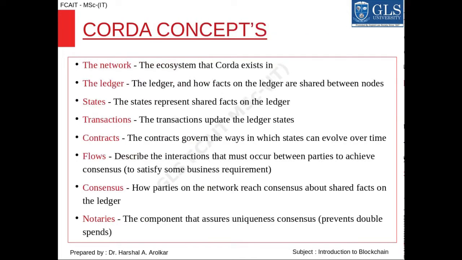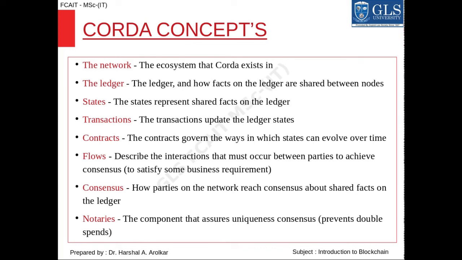This slide lists some concepts of Corda, which we'll be looking into in detail later on. So the first concept is the network, that is the ecosystem that Corda exists in. The second is the ledger, and basically it's how facts on the ledger are shared between the nodes. Then what you have is states. The states represent shared facts on the ledger. Then we have transactions. Transactions generally are used to update the ledger states. Then we have contracts. Contracts govern the way in which states can evolve over a period of time.